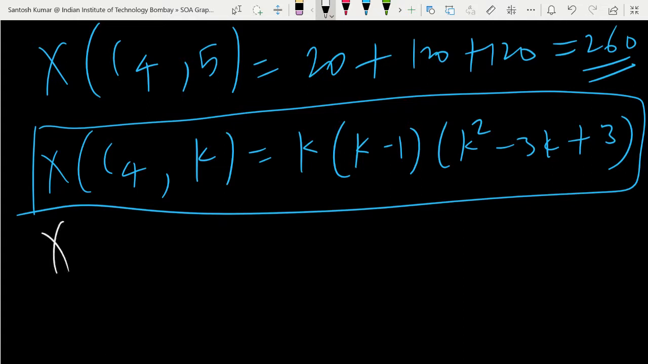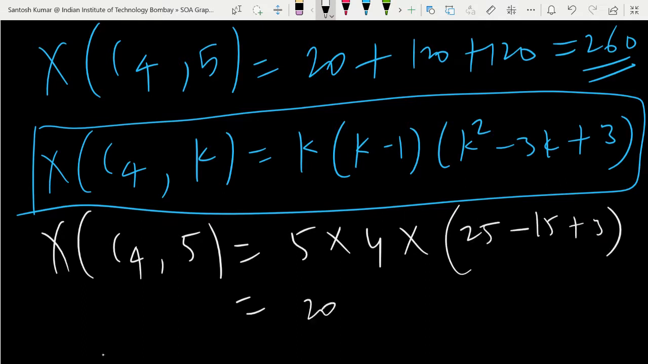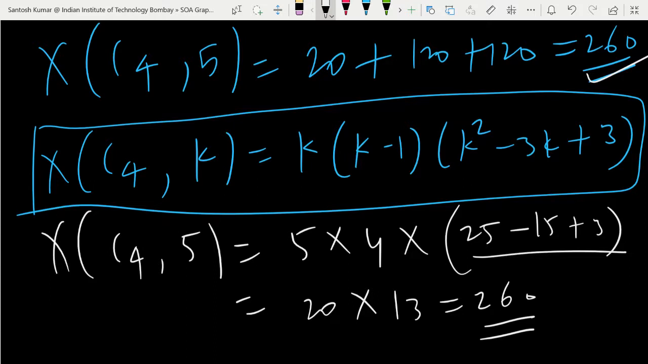You can verify this. Let's verify, is it satisfying? So 5 into 5 minus 1, that is 4, into 5 square, 25, minus 15 plus 3. So 20 into 13 is 260, and you get 260. So if you already know this formula, you just put K equal to 5. But this is a theorem, so I will prove this.